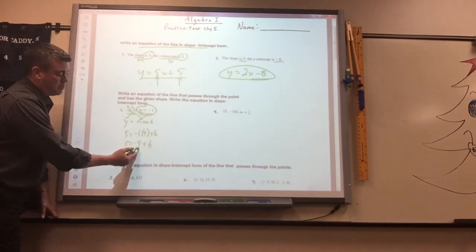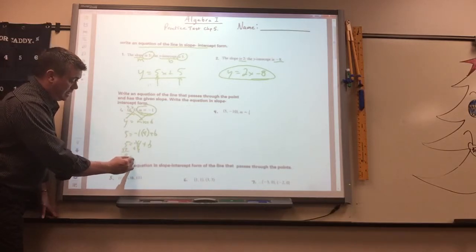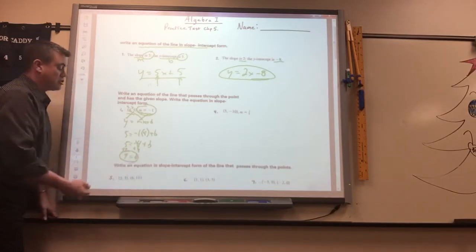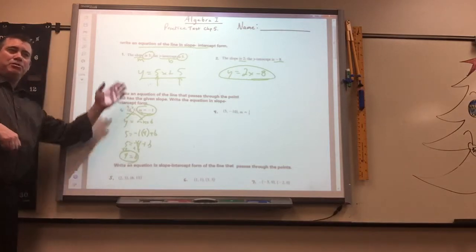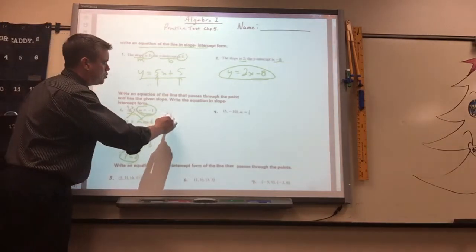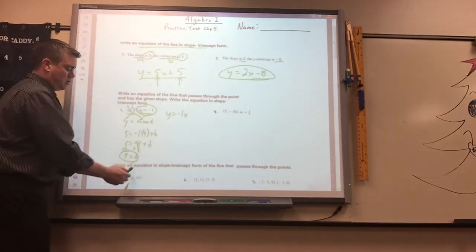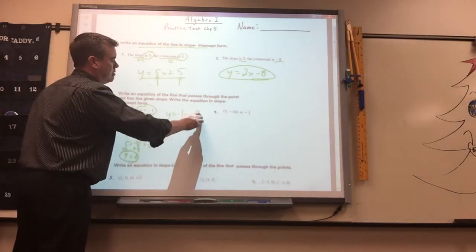So negative 1 times 4 is negative 4, so I would just have to add 4, and you'd get 9 equals b. So then don't forget, a lot of times people go through all this work, they forget to write the equation. The answer is y equals negative 1x, which you could just put negative x if you wanted to, plus 9.